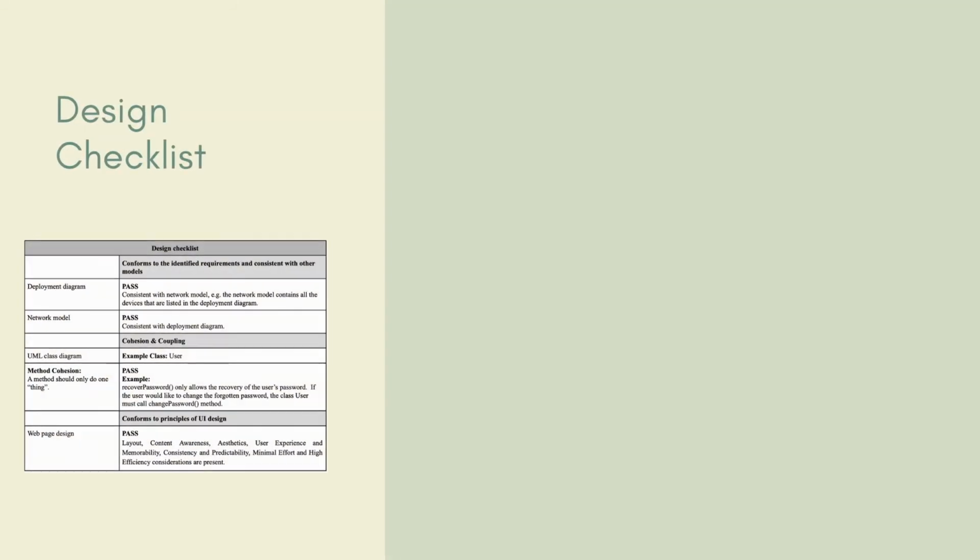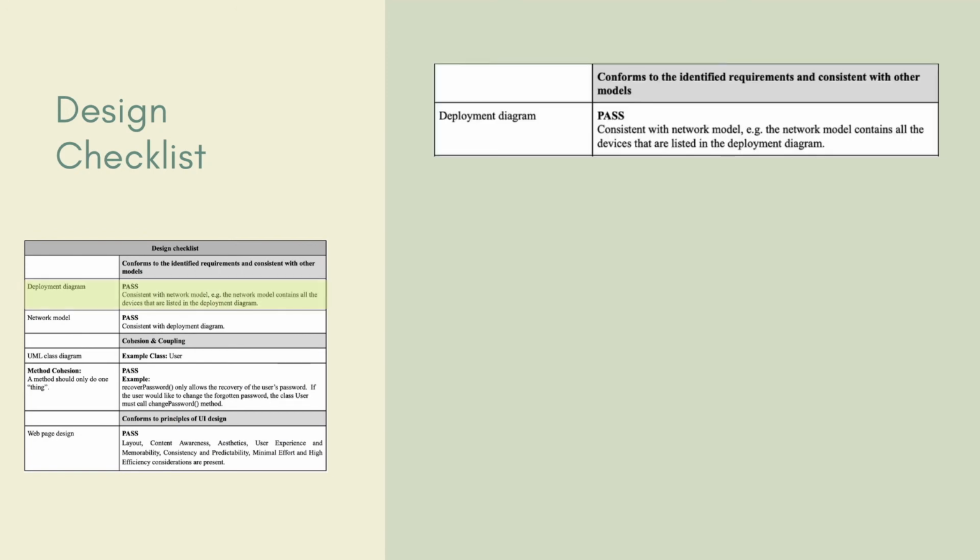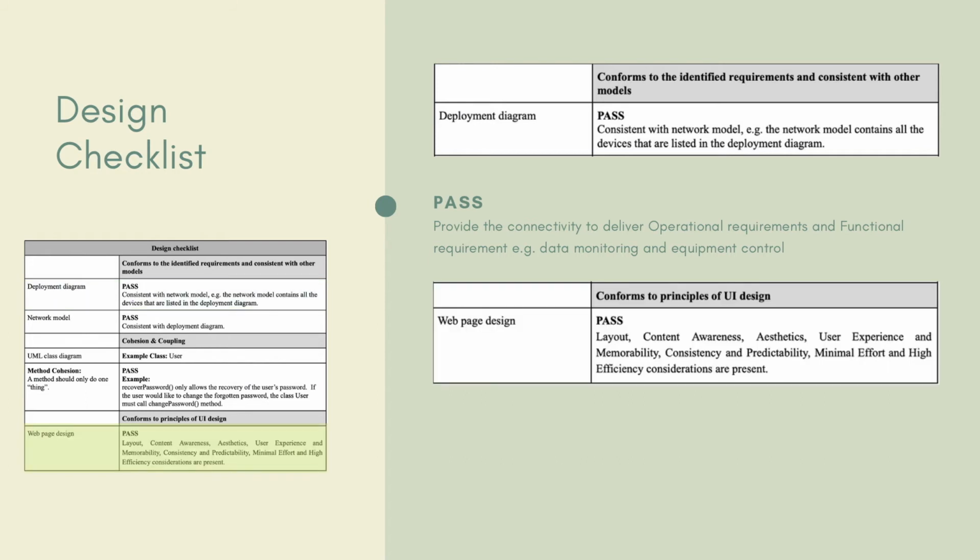For the design checklist, design models are checked for consistency and conformance to the requirements. For example, the deployment diagrams: we give it a path that is consistent with the network model. It has to provide connectivity to deliver operational requirements and functional requirements. And for the web page design, we have to make sure that it conforms to the standard design principles, and it's a pass if every item in the principles of UI design is present.